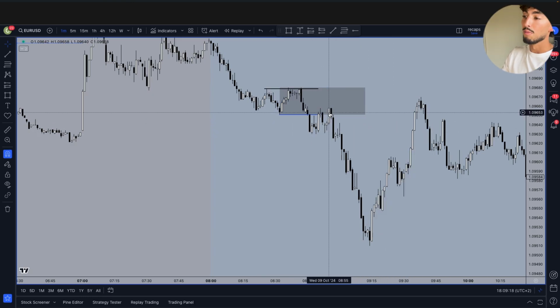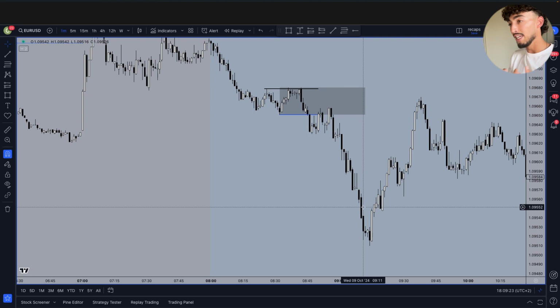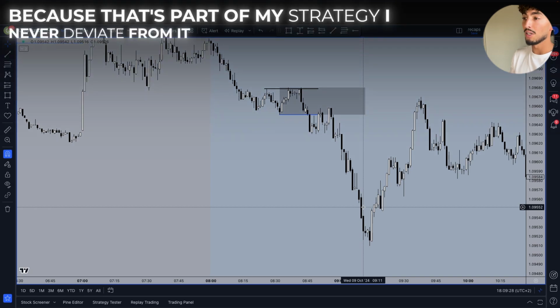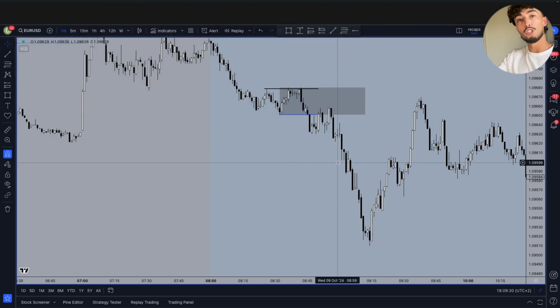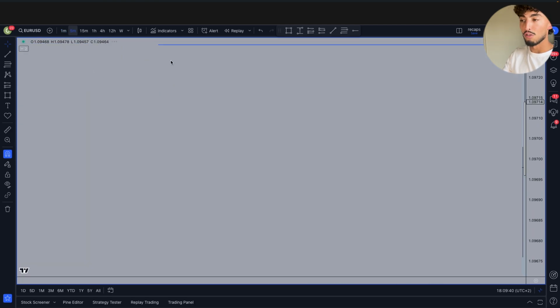As you can see, we moved lower, but I couldn't take this trade. I had to skip it because order flow was not in line. I need to have my trades in line with order flow at all times because that's part of my strategy. I never deviate from it. And of course, you miss some setups like this, but I don't mind because my strike rate is very high this way, and I try to keep it that way by sticking to my plan basically.